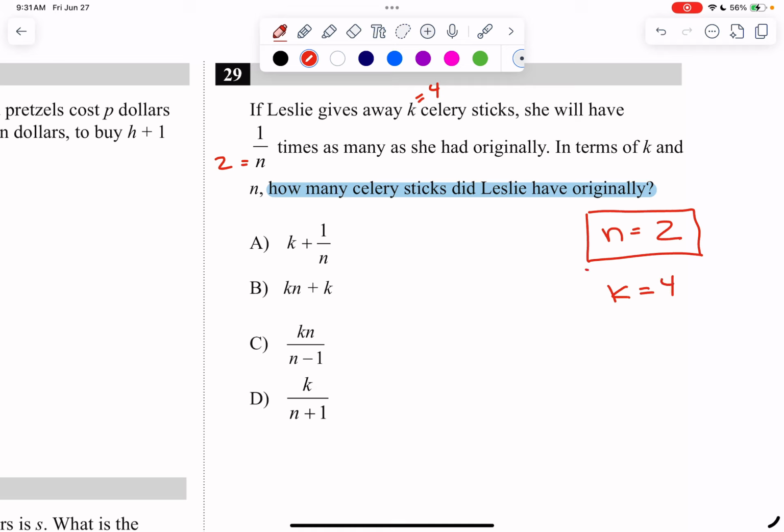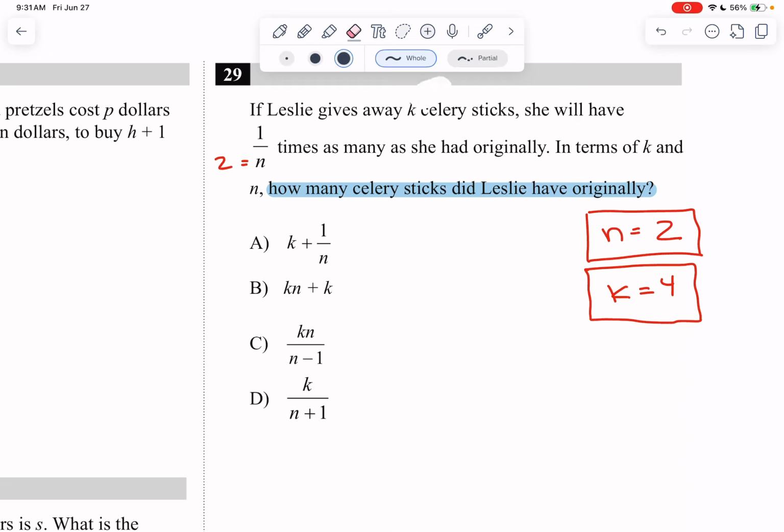And again, notice I'm putting a box around them, so later I can say in goes the box, out comes the circle. And now let's read this problem again with real numbers. I'm going to replace my k with 4. I'm going to replace my n with 2. Okay. If Leslie gives away 4 celery sticks, she will have half times as many as she had originally. So in terms of 4 and 2, how many celery sticks did Leslie have originally?